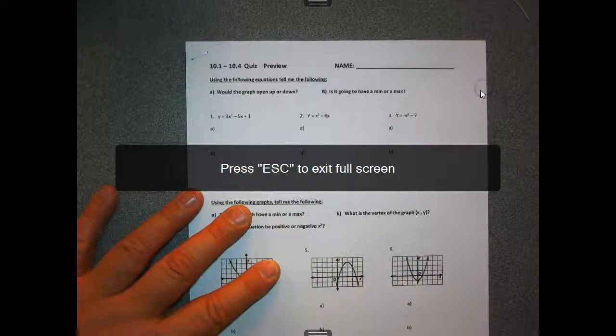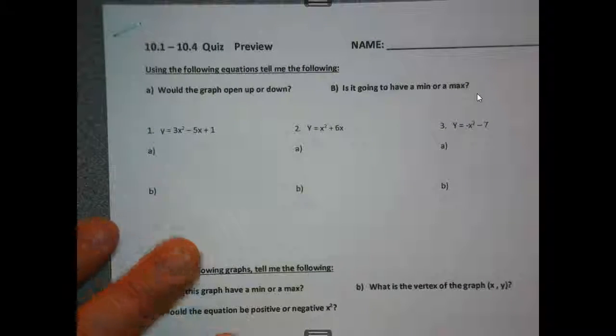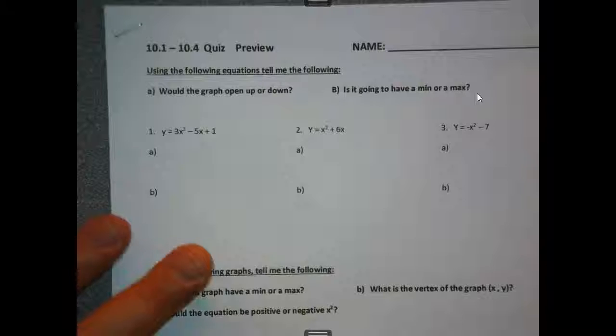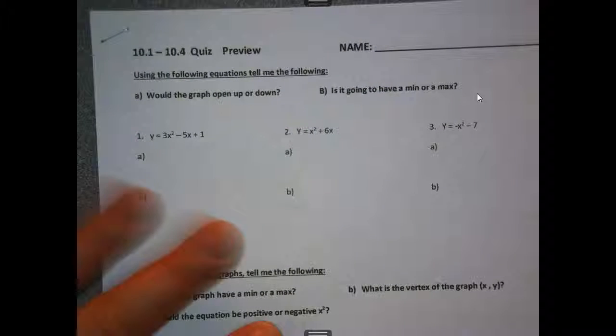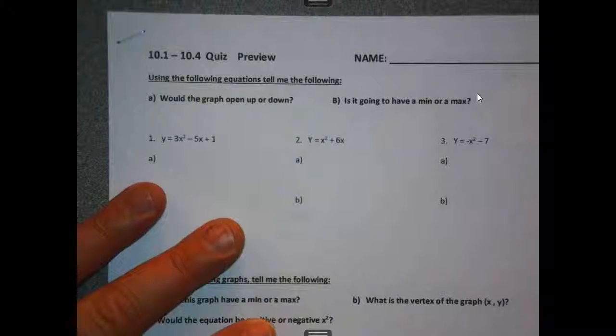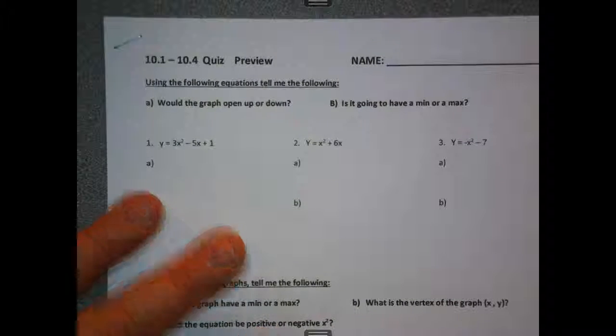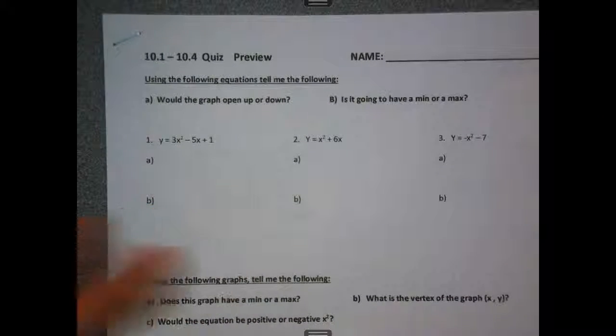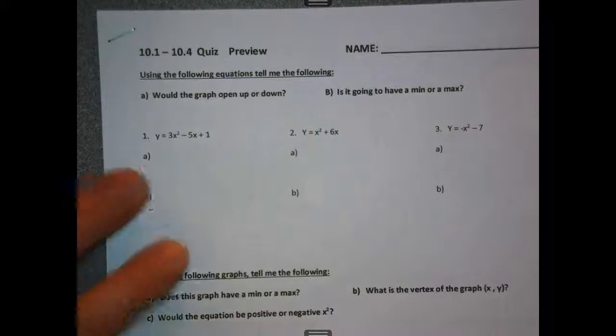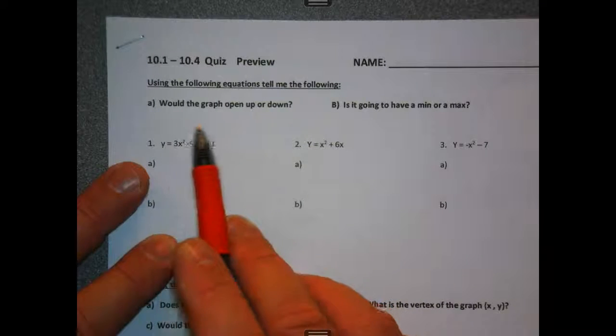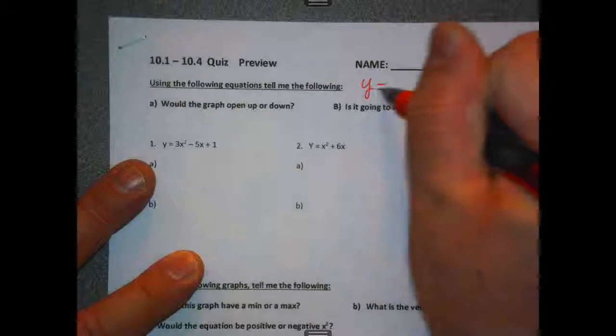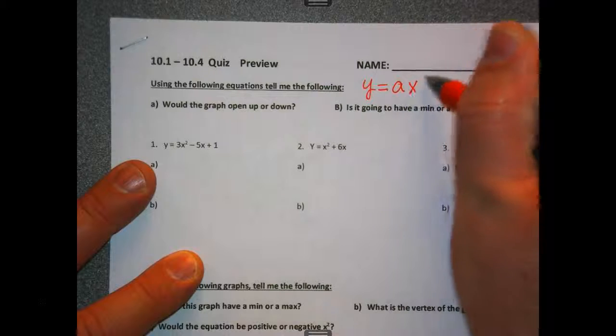For instance, number one, we know we have a parabola or U shape because it's a squared term. All right, so we know we have a parabola. And we know that the parent graph of the parabola is y equals ax squared.